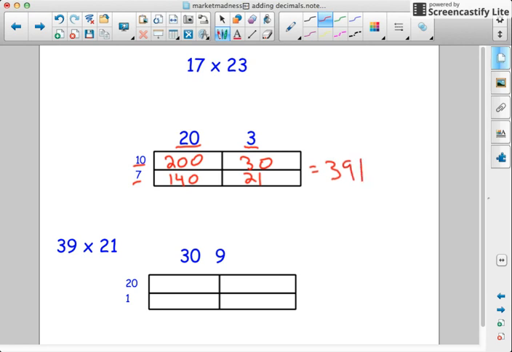If I do the bottom here, I've already separated them. 20 times 30, 600. 20 times 9, 180. 1 times 30 is 30. 1 times 9 is 9. Now I can add them all up. So 600 plus 180 is 780. 780 plus 30 is 810. Plus another 9 is 819.